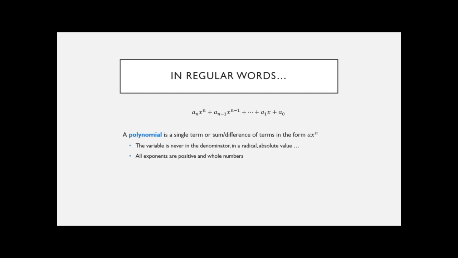So an example of a polynomial would be something like this: 3x squared plus 2x minus 5. We have 3 terms there, and we've just got variables with exponents on them. So that is a polynomial.